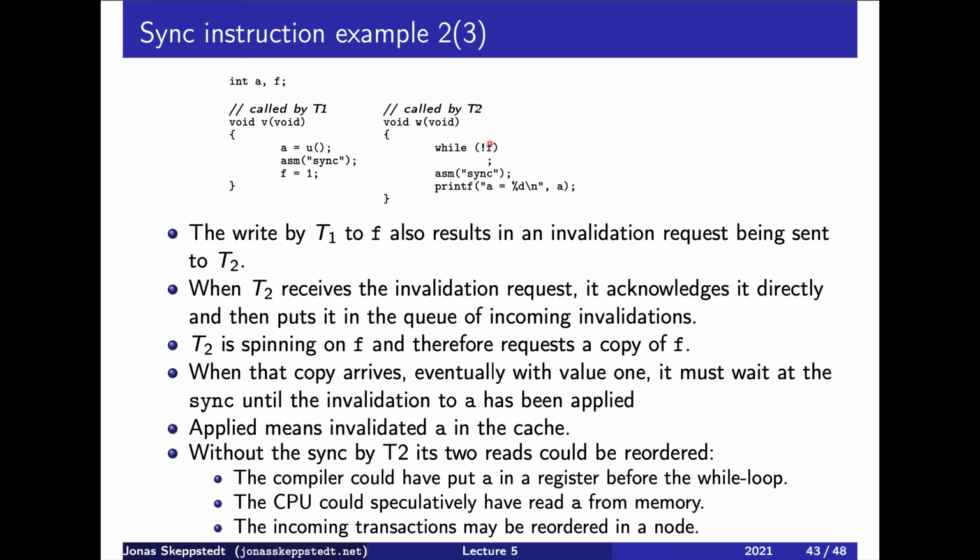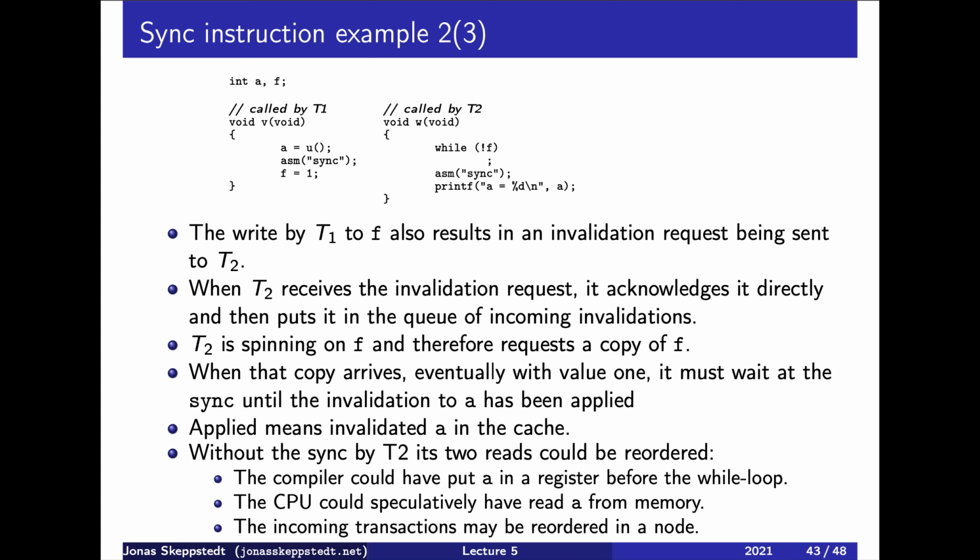So T2 is looping here for a different value of f, which currently is 0. And when this invalidation has reached the cache, it will result in a cache miss, and T2 will fetch a new value of f. And that value is this 1, of course, so it will leave the loop. And then it will reach this sync. Okay, so what happens at the sync?